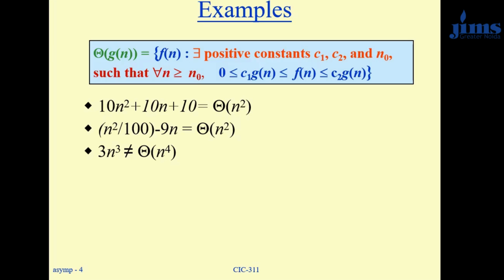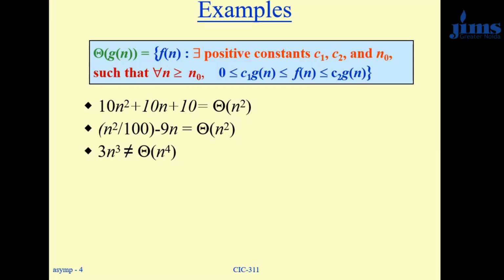Now discussing the last example, 3n cube. We cannot say that 3n cube is theta of n to the power 4. Why so? If you have a look, the degree of f(n), that is 3n cube, is 3, while that of g(n) is 4. And we know that the growth rate of n to the power 4 will be greater than that of n to the power 3. Even though it has been multiplied by 3, even then the rate of growth of n to the power 4 will be greater than that.